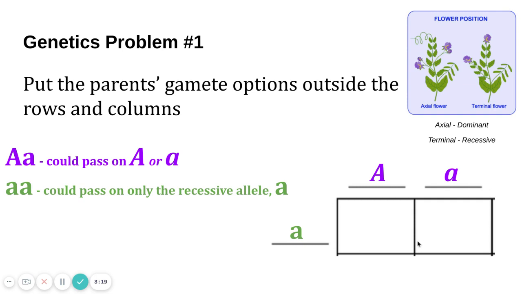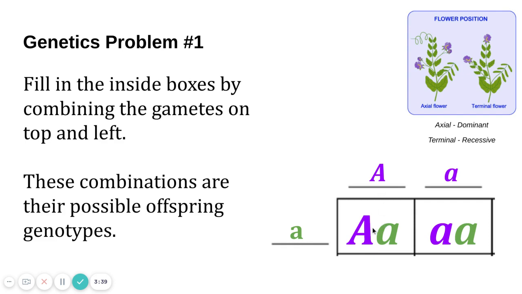So you can draw your grid, and then the next step is to put the parents' gamete options outside of the rows and columns. So here, parent 1 is placed on top of the Punnett square. They could give either their dominant allele or their recessive allele. And parent 2 is placed on the left, and they are only able to donate a recessive allele. You fill in the inside of the boxes by combining the gametes on top and left. So this would be as though fertilization occurred between the parent's dominant allele and the parent's recessive allele, resulting in a heterozygous offspring. On the right side, we're combining 2 recessive alleles. That would be the possibility of a homozygous recessive offspring.